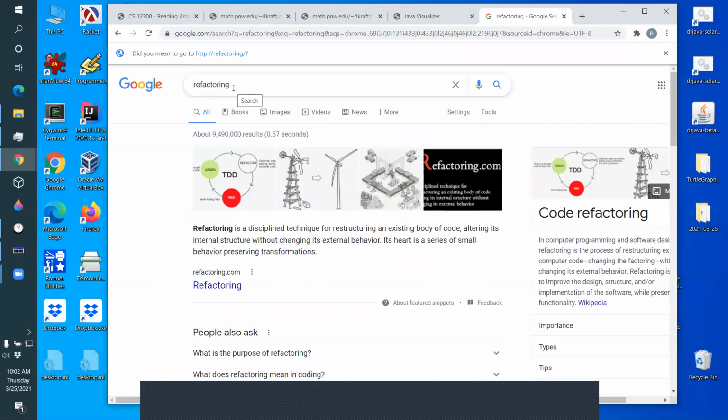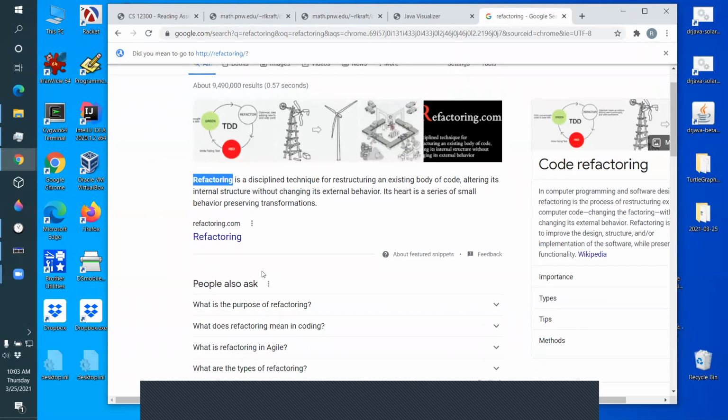You just type refactoring. Disciplined technique for restructuring an existing body of code, altering its internal structure without changing its external behavior in a series of small steps. What they're basically saying, this is giving a real wordy definition, is make your code easier to read. Refactoring is when you take code that's working, but now you just ask yourself, how can I make it easier to read? So people call that refactoring the code.